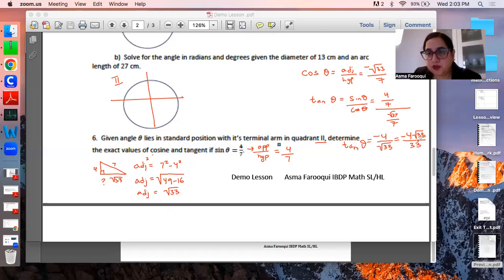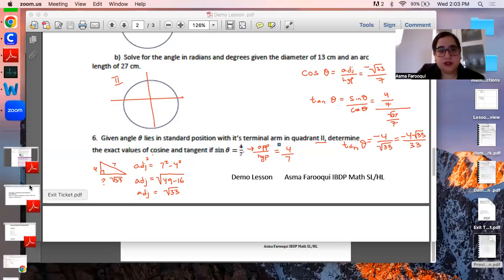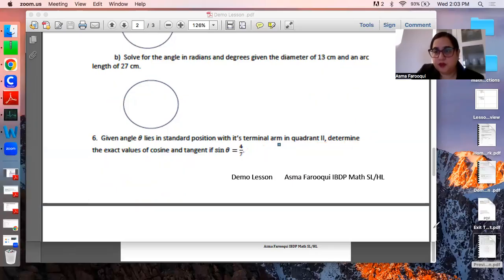I hope you know how to do this. If not, I can explain. If a student needs extra explanation of removing the radical from the denominator, at this point I will guide them. Let me clear and let's move on to our last section of today's lesson.